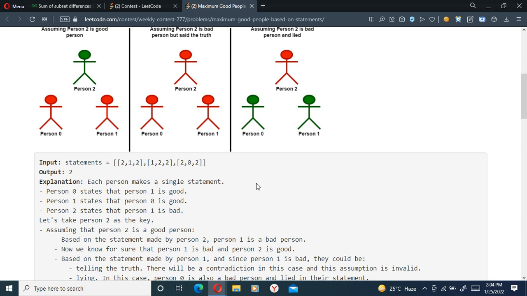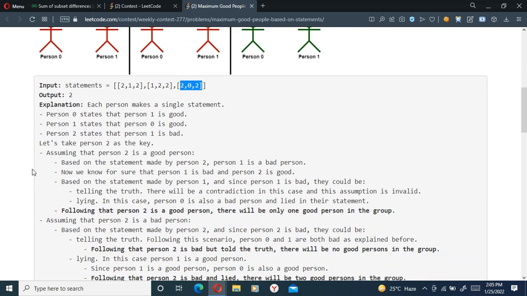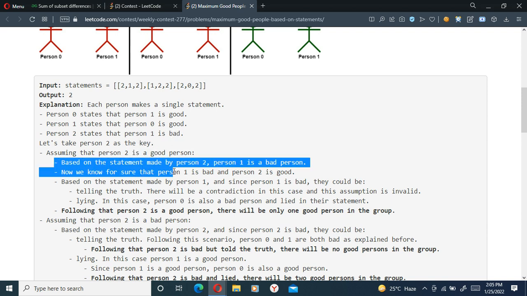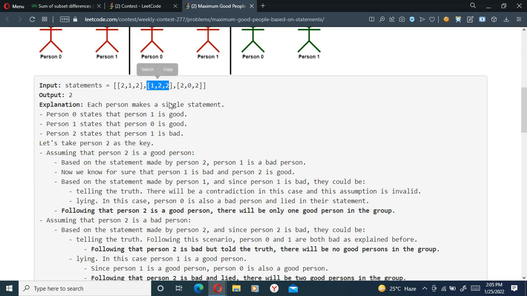Each person makes a single statement. Person 0 states that person 1 is good. Okay. Let's take person 2 as the key. Why do I need to take person 2 as the key only? Okay, let's take it. Assuming that person 2 is a good person, based on the statement made by person 2, person 1 is a bad person. Surely it's bad. Now we know for sure that person 1 is bad and person 2 is good.